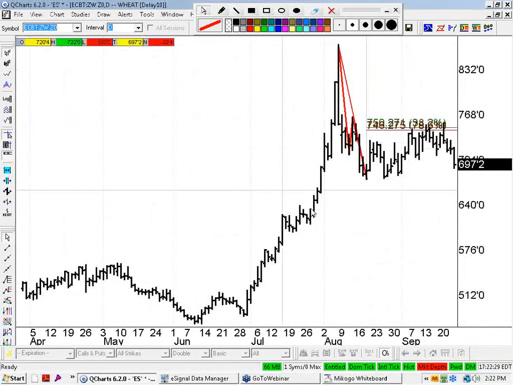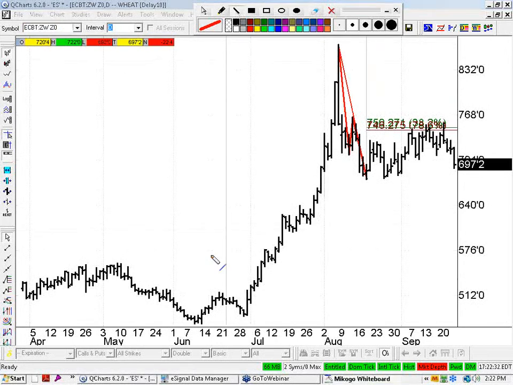Okay, here's wheat. Again, wheat is starting off here. One thing about wheat is that this is a little bit lower, a deeper retracement. Not much, but it's at least a little deeper. But still, that's not the thing.